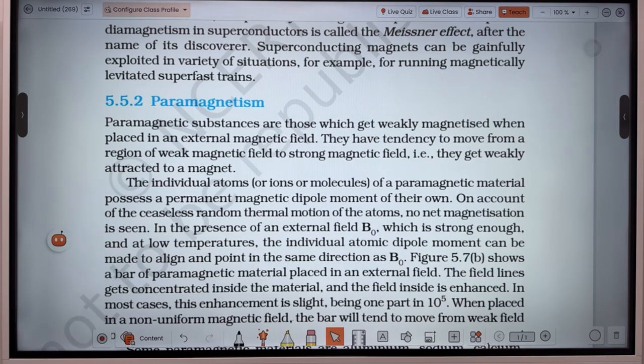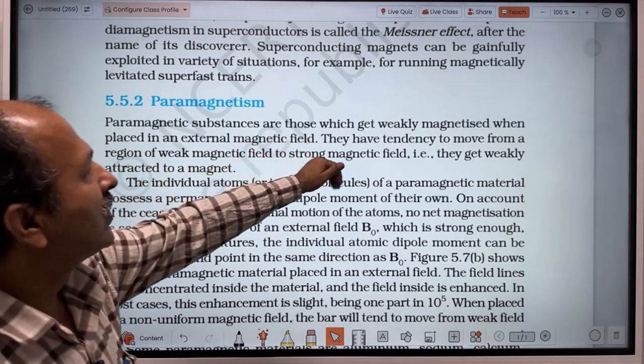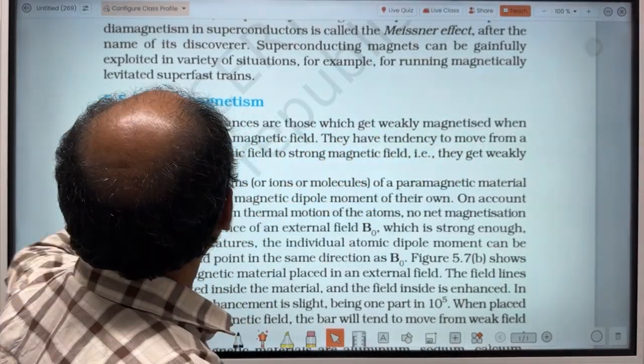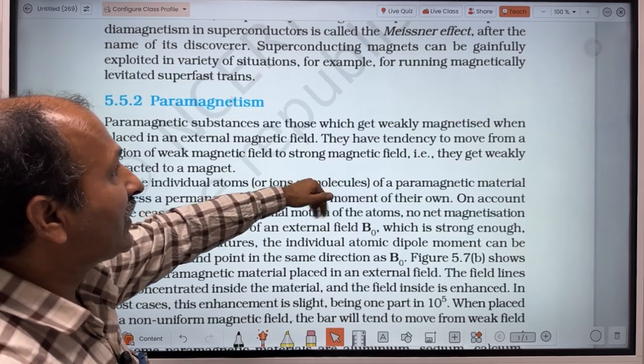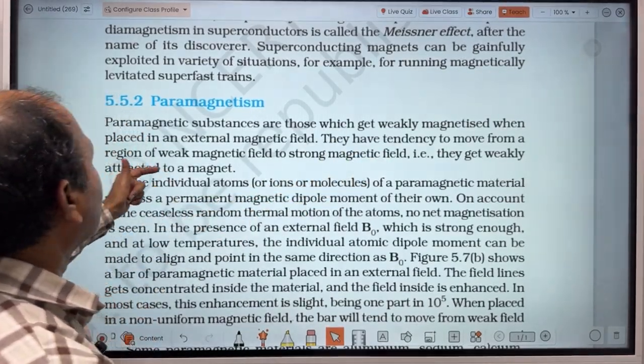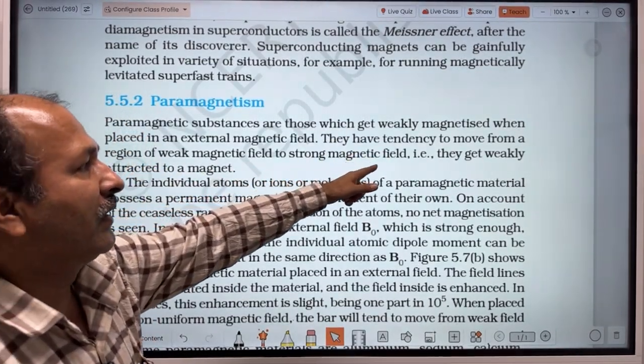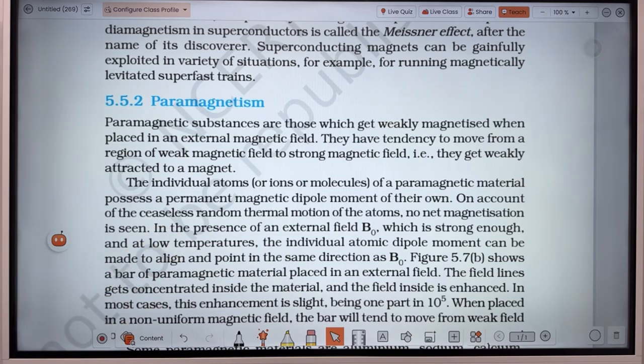So now we are going to see paramagnetism. Paramagnetism means such materials will show a certain magnetic effect, right? But they are weakly attracted by magnets. Paramagnetic substances are those which get weakly magnetized when placed in an external magnetic field. They have a tendency to move from a region of weak magnetic field to a strong magnetic field. They get weakly attracted to a magnet.